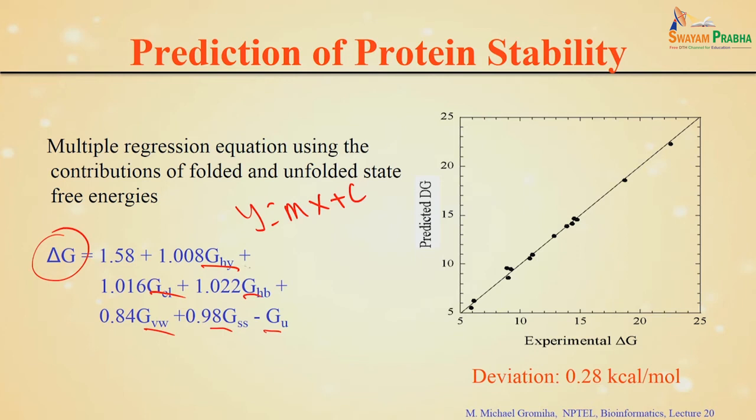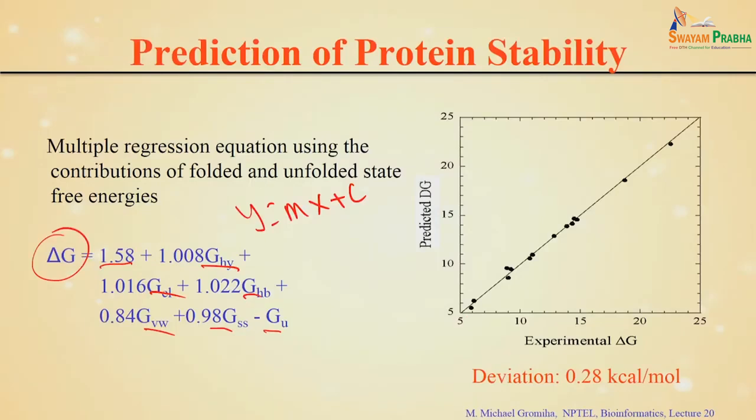In this case, we have different contributions, okay? This is the constant and we have the different coefficients. So, using the principle of least squares, you can get the coefficients, right? And for any protein, you can calculate the free energy contributions and then using this equation, right, you can predict the stability of any protein of known structure. So, in this case, you have the value for the experimental data and if you know the structures, you can use these contributions to predict the stability.